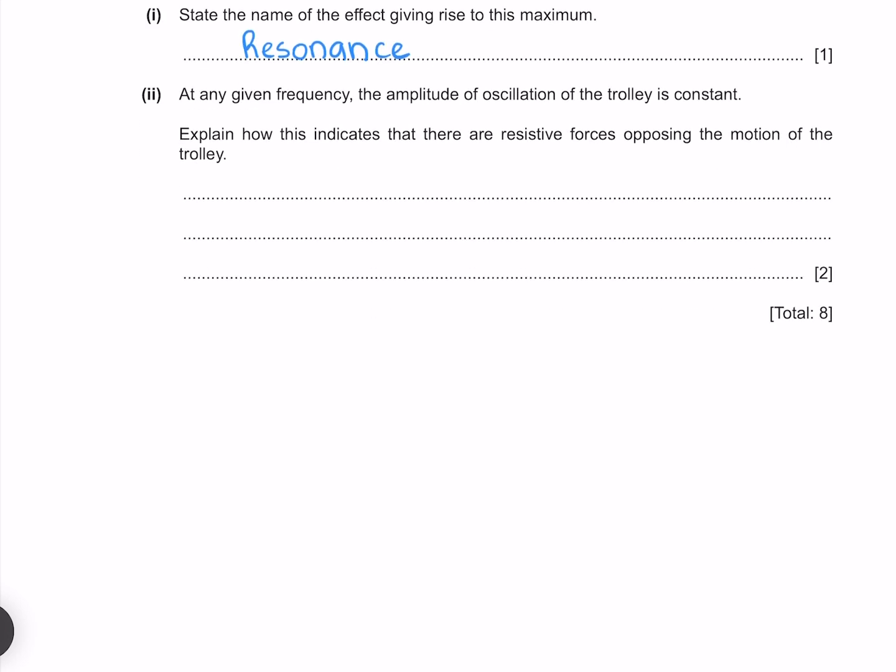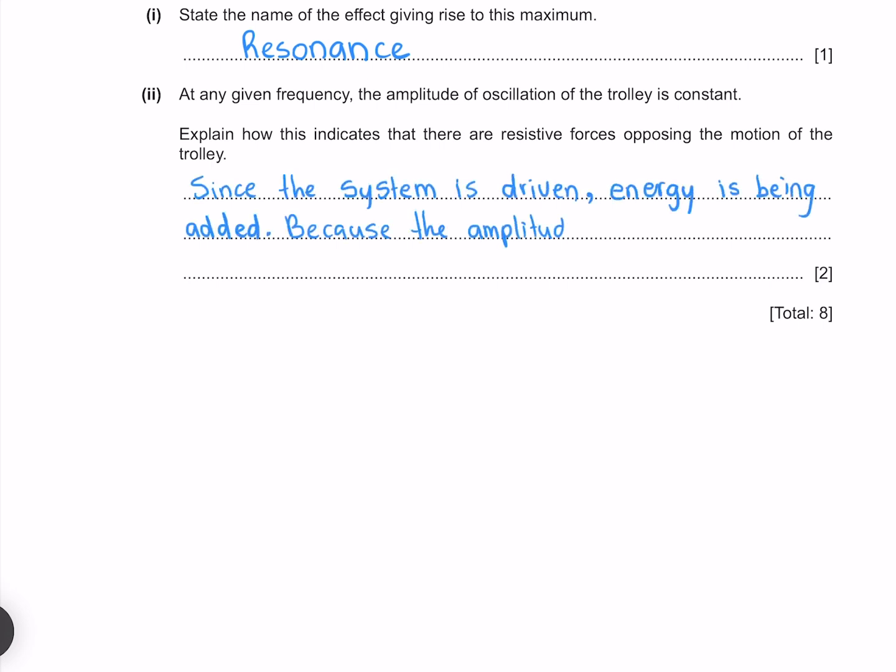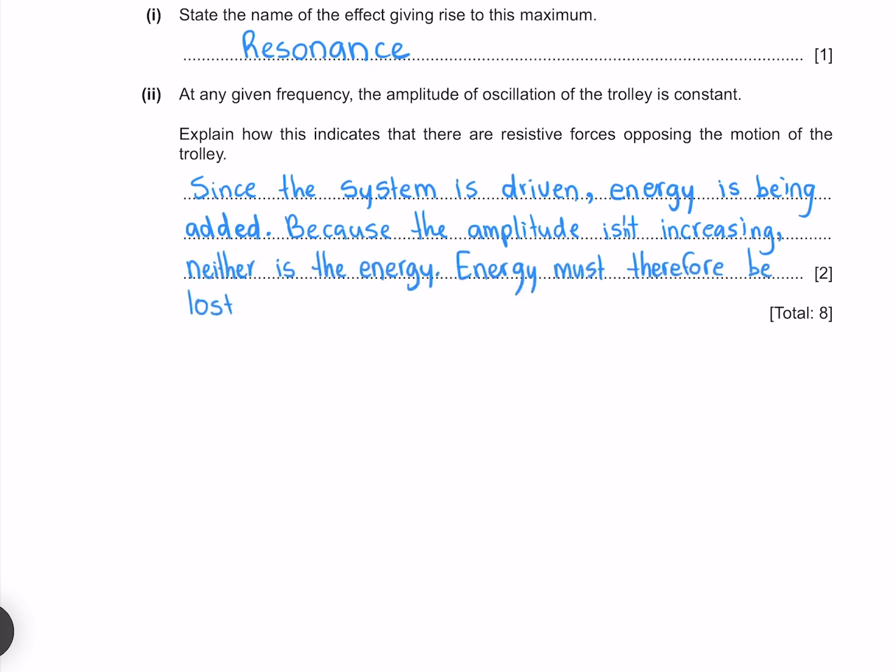At any given frequency, the amplitude of the oscillation of the trolley is constant. Explain how this indicates that there are resistive forces opposing the motion of the trolley. Since the system is driven, energy is being added. Because the amplitude isn't increasing, neither is the energy. Energy must therefore be lost to resistive forces.